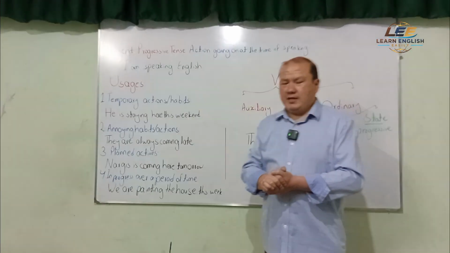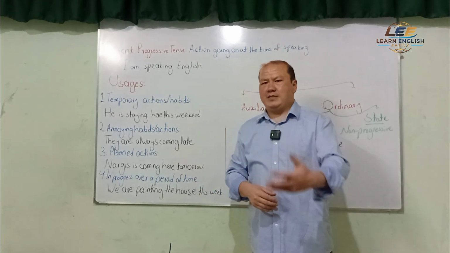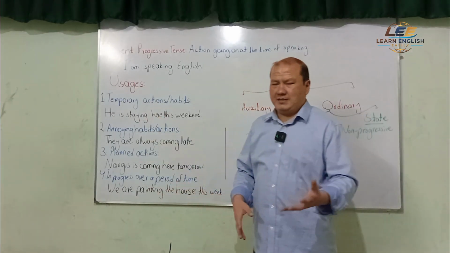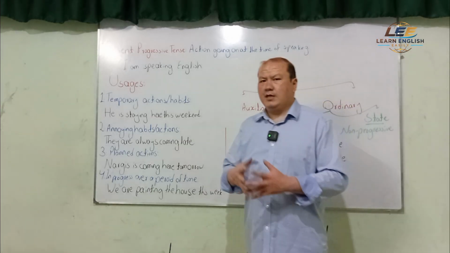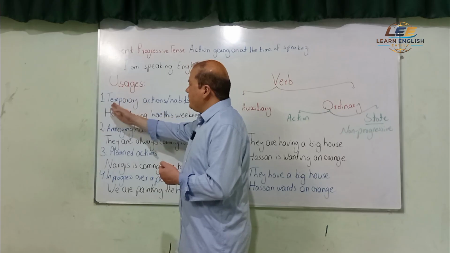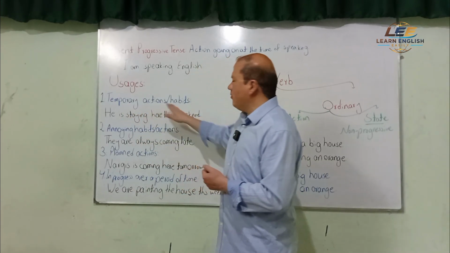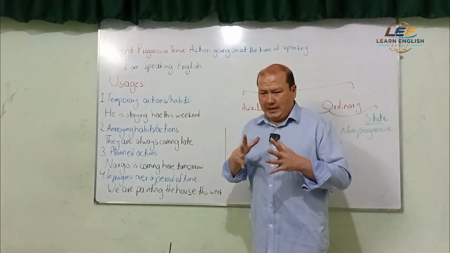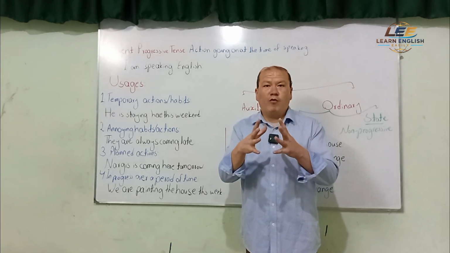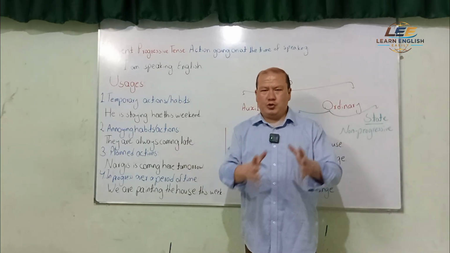Now, in addition to this, we also use this tense in some other places or in other cases. I have listed 4 important cases where we also use present progressive tense. Let's start with the first one. The first usage says we use present progressive tense to talk about temporary actions or habits. Means any action or any habit that is temporary, means for a short time. It is not permanent, it is not forever, it's for a short period of time.